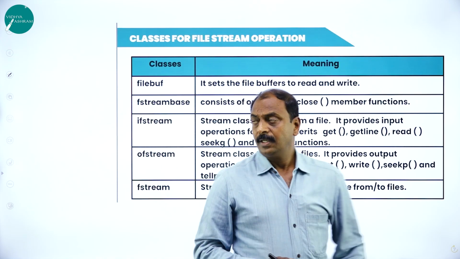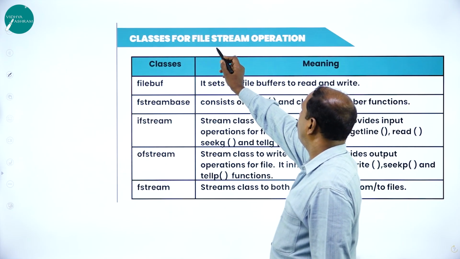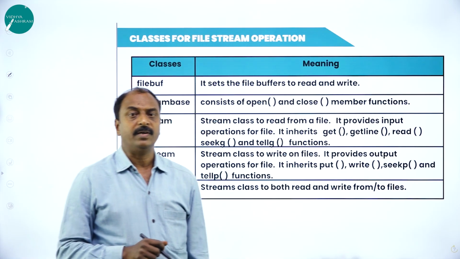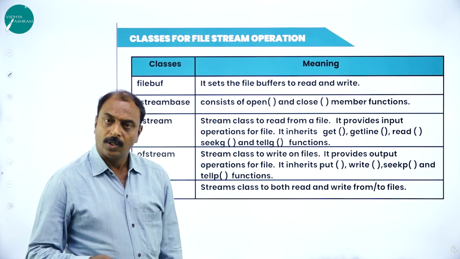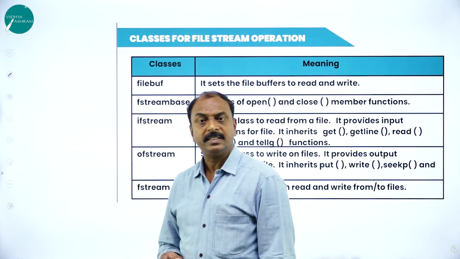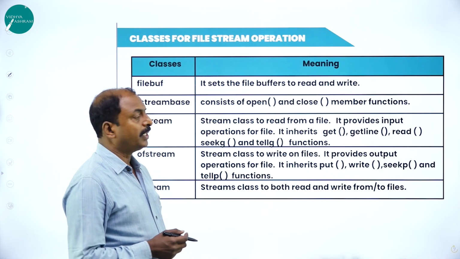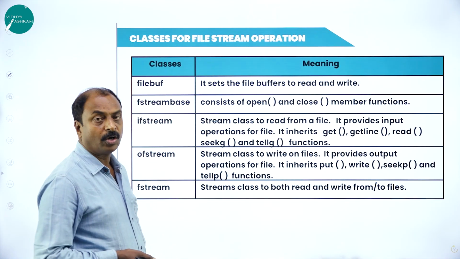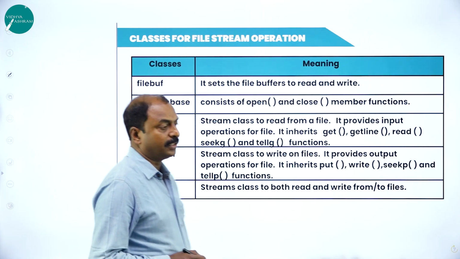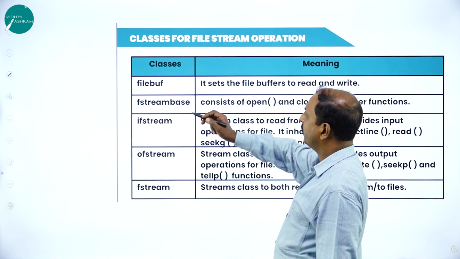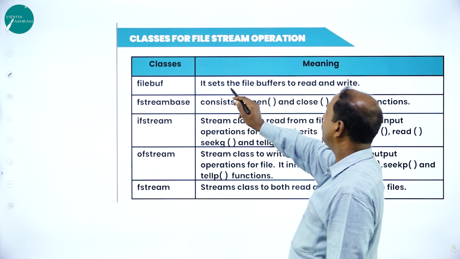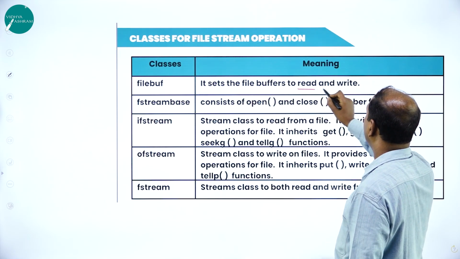Here, let us see the classes for file stream operations. In the previous slide, we saw the header file fstream.h. All of you know that each and every header file has many classes and functions inside. Whenever you are working with a file, we have to make use of different classes in data file handling. For example, one is called FILEBUF, the file buffer. It sets the file buffers for read and write operations.